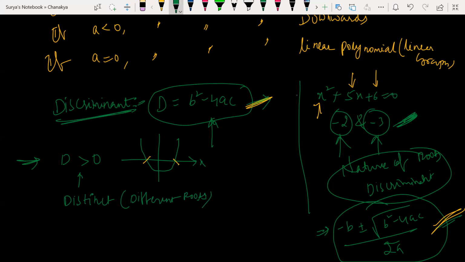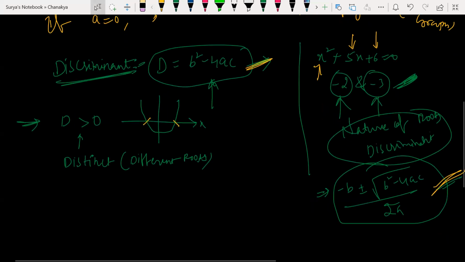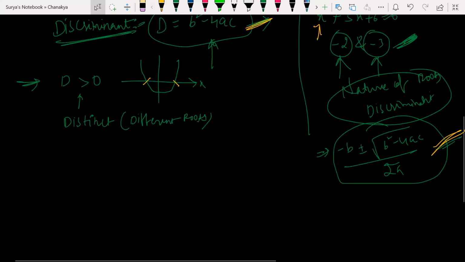What is the discriminant here? b square minus 4ac. What is b here? The coefficient of x. What is a here? The coefficient of x square. What is c here? The constant in the given quadratic equation. I hope it is clear with everyone. So the discriminant greater than 0 means the parabola cuts the x-axis at two distinct points, and I will have distinct roots.